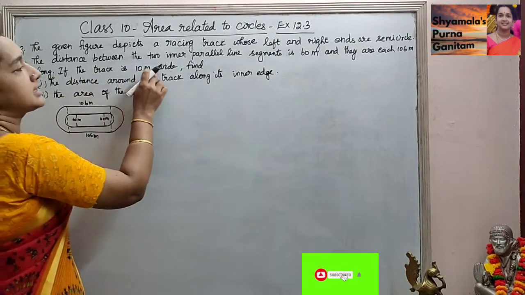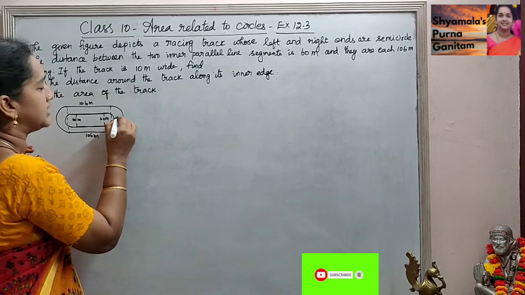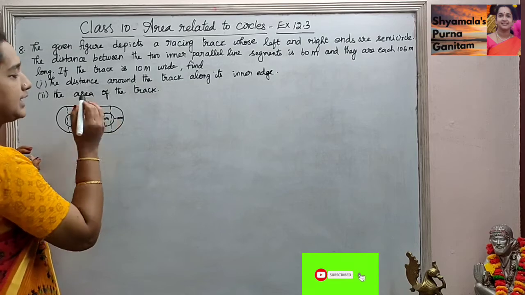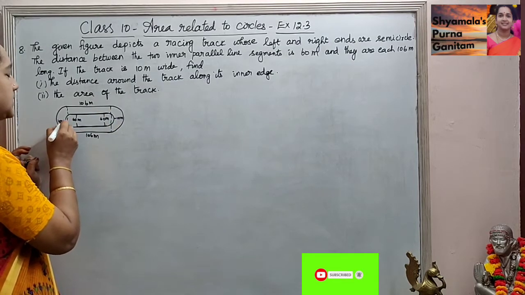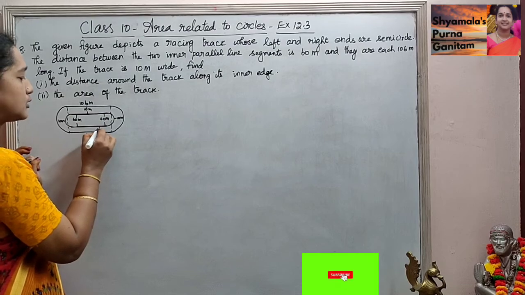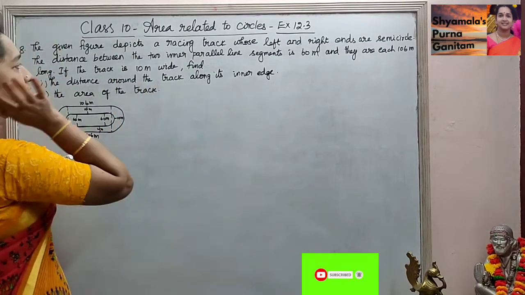If the track is 10 meter wide. So the width of this track is given as 10 meter. Everywhere it is 10 meter. Here also it is 10 meter, here also it is 10 meter. This is the width of the track.